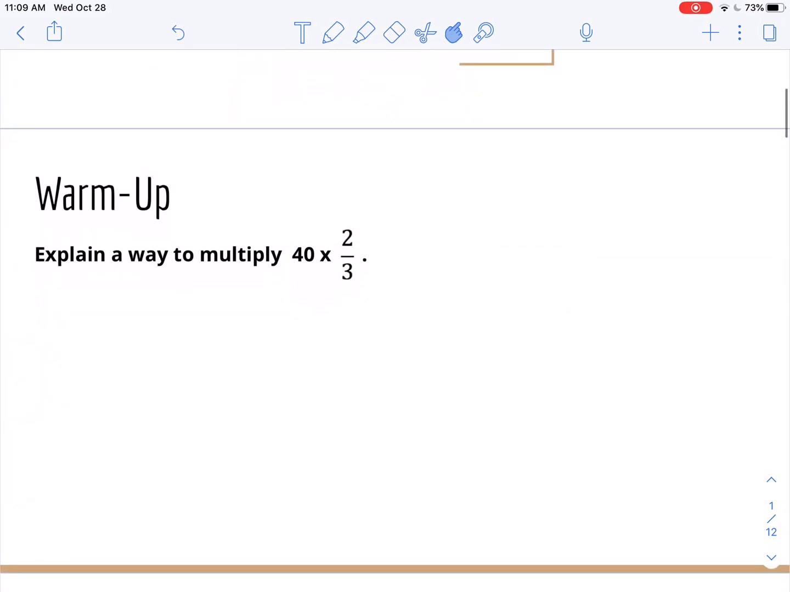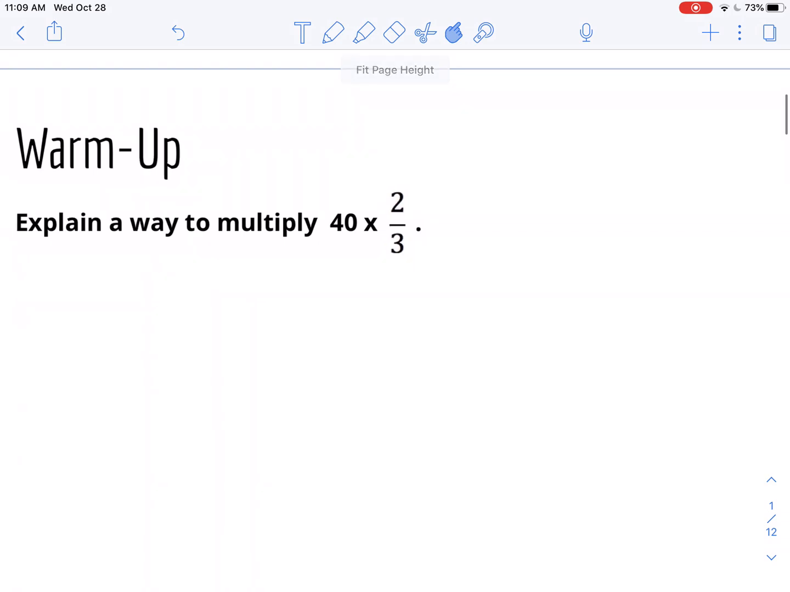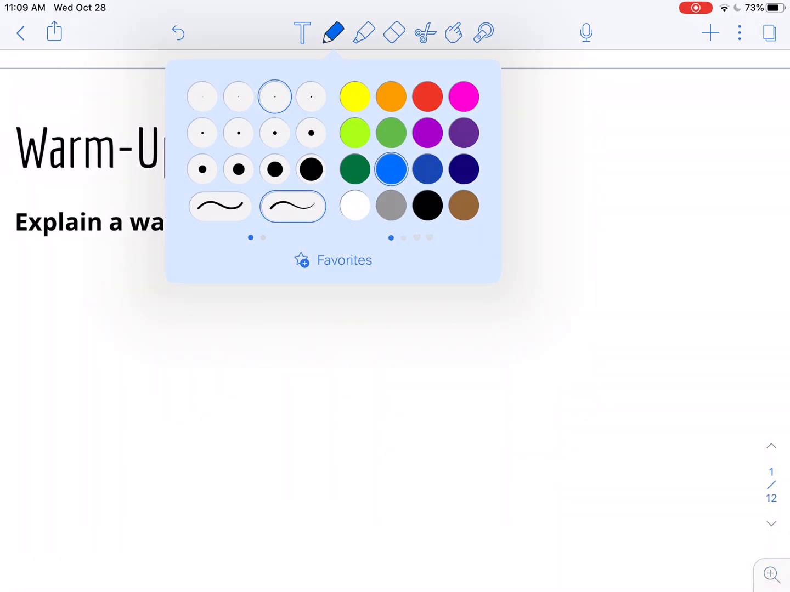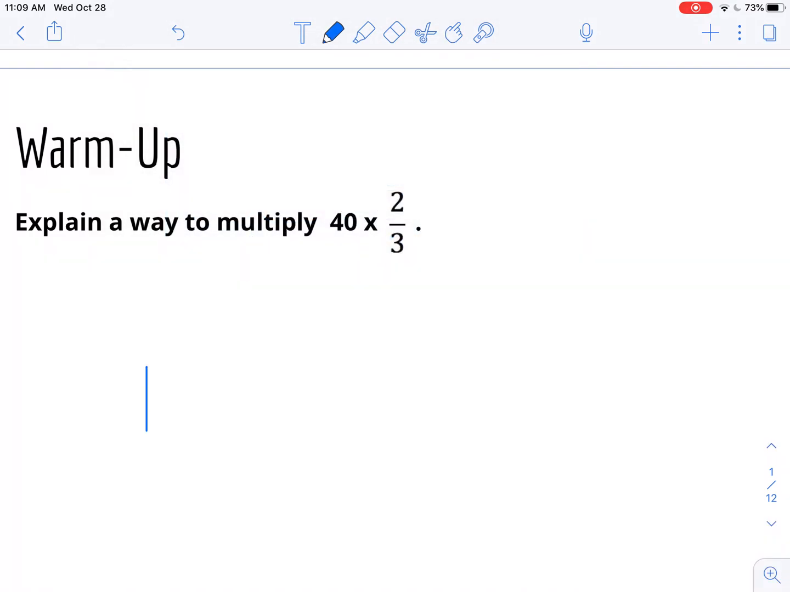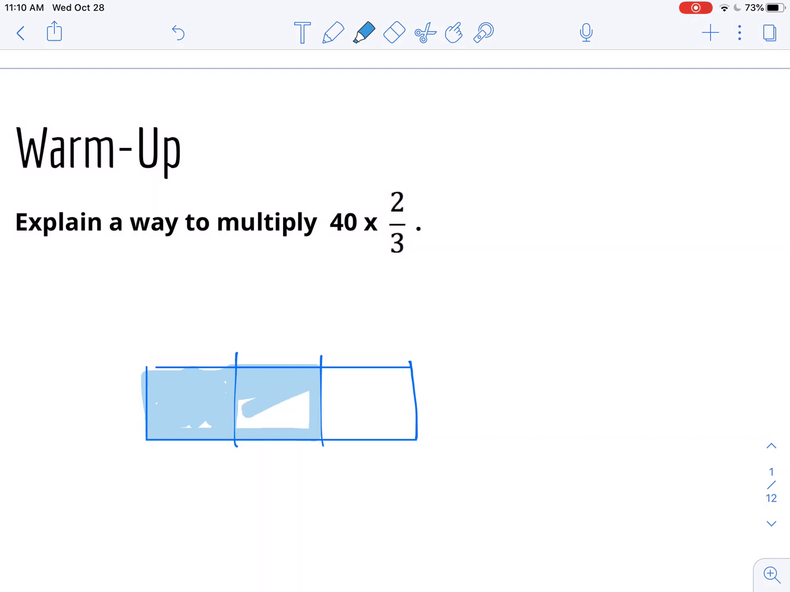The first problem says explain a way to multiply 40 times 2/3. I'm going to give you time to think about it, but the very first thing I'm going to do is make a rectangle. And to the best of my ability, I'm going to cut it into thirds, not perfect, and then color in 2 of those parts. How could this picture help me multiply 40 times 2/3?